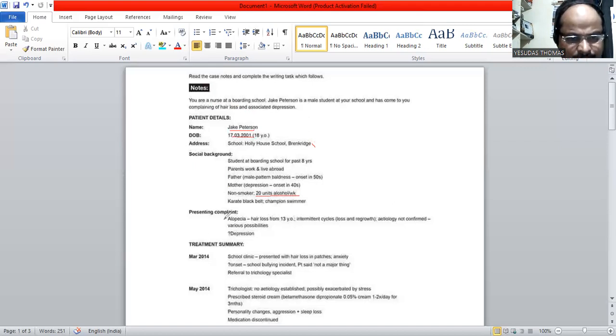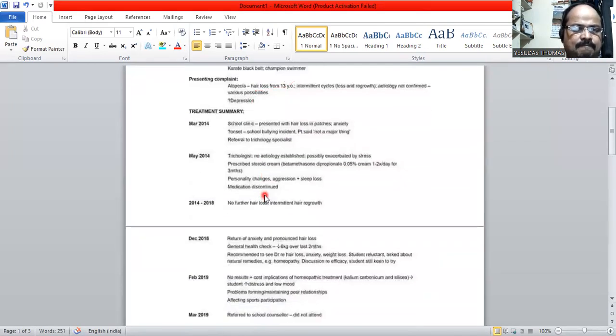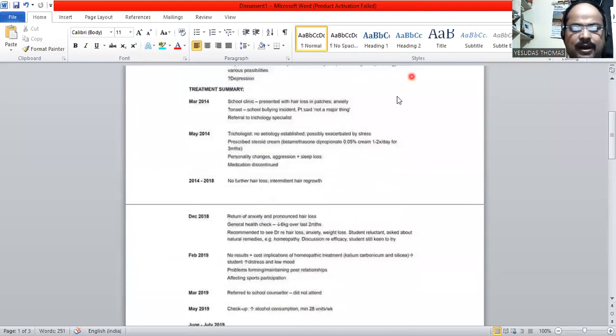Now we have alopecia from the age of 13. And we have a query of depression. Yes, we are going to include that too. Now let me go ahead with the treatment summary.